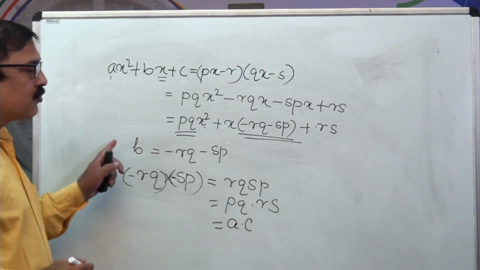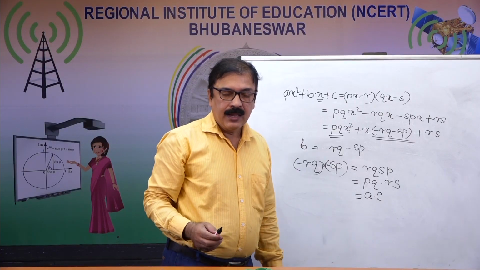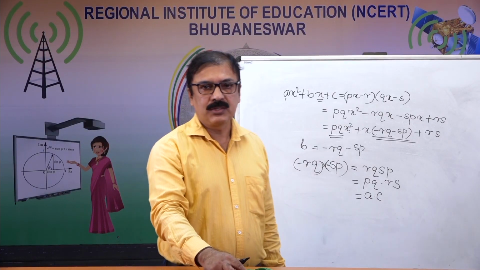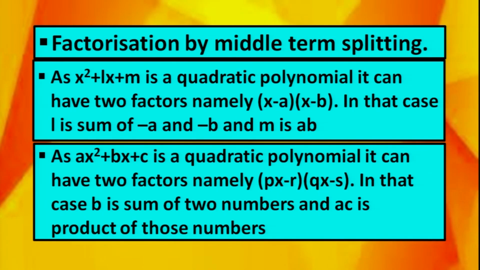That means from this what do we conclude? That b is the sum of two numbers. When splitting the middle term, we have to find two numbers such that the sum of those two numbers is b and the product of those two numbers is ac. Now using this, we will work out some problems.